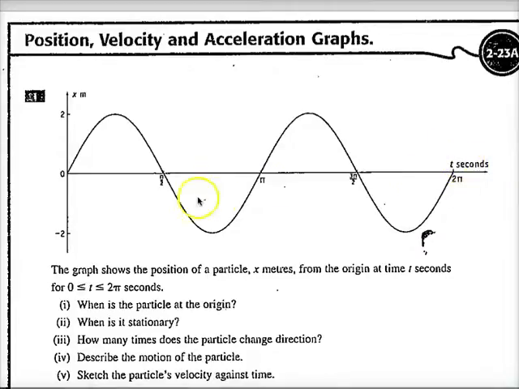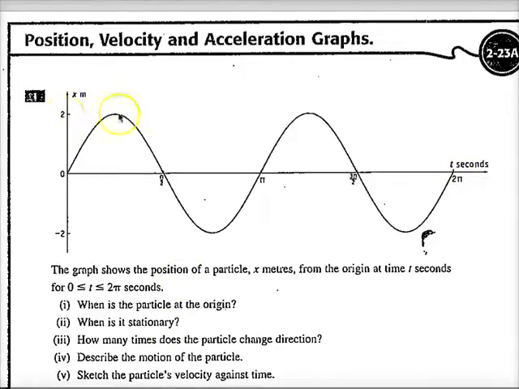versus time, and the period of motion here, or the length of motion, the time taken, is 2 pi seconds, the period is pi. Okay, it looks like it's a sine curve, but you don't really need that. But when is the particle at the origin? We can see it's when time is 0, pi on 2, pi, 3 pi on 2, and 2 pi seconds.